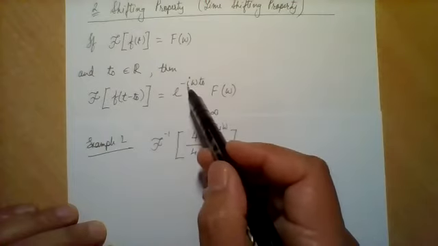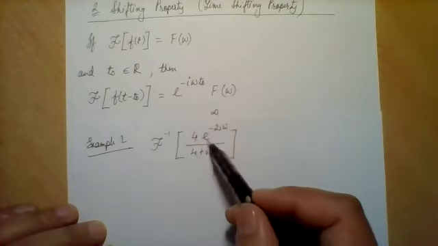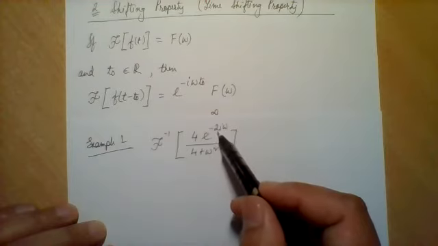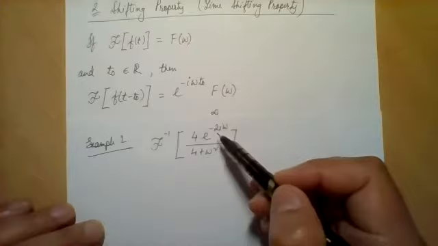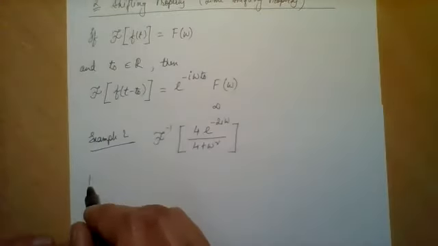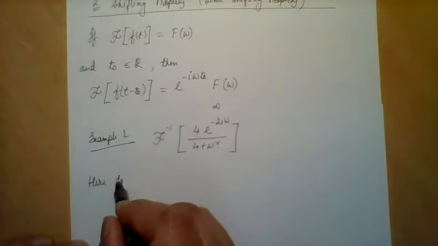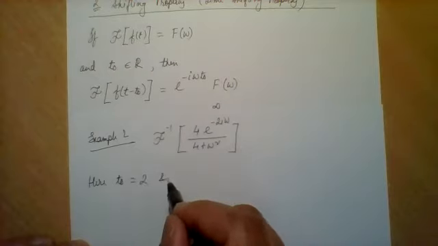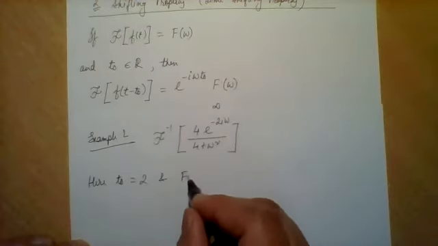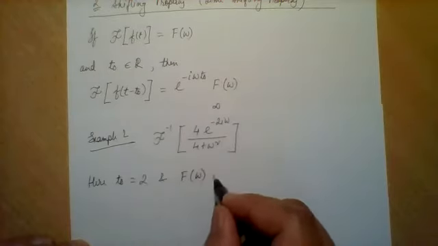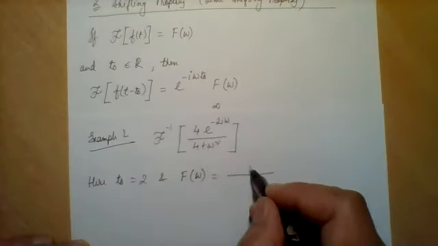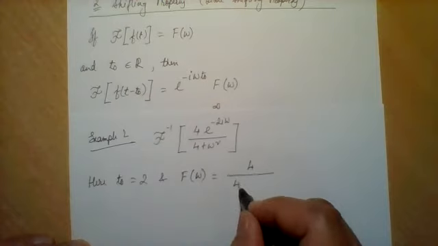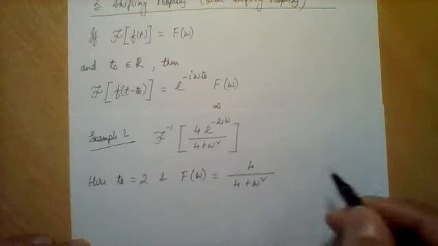So e to the power minus i omega t naught. This is e to the power minus twice i omega. So t naught is equal to 2. So here t naught is equal to 2, and the Fourier transform is what remains after removing this term, which is simply 4 divided by 4 plus omega square.